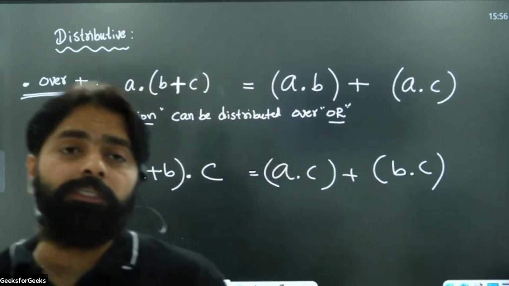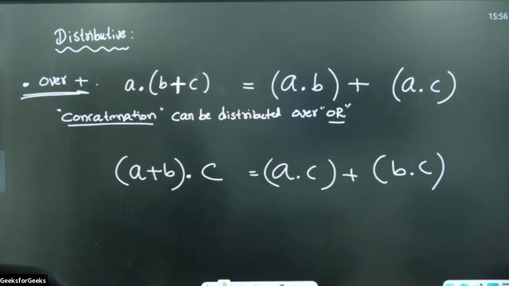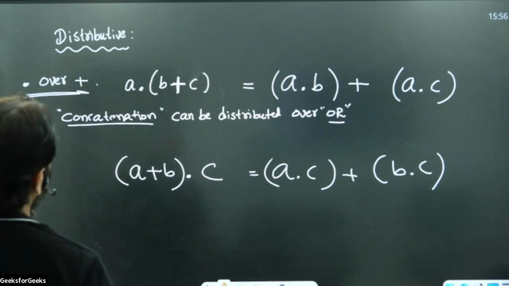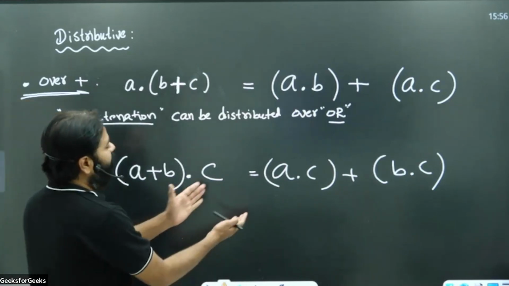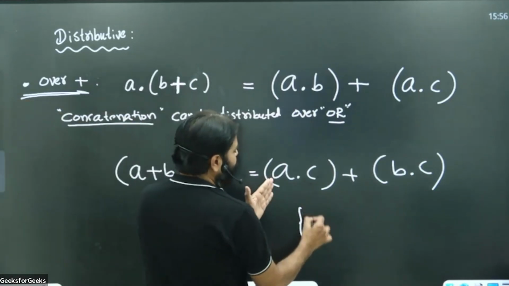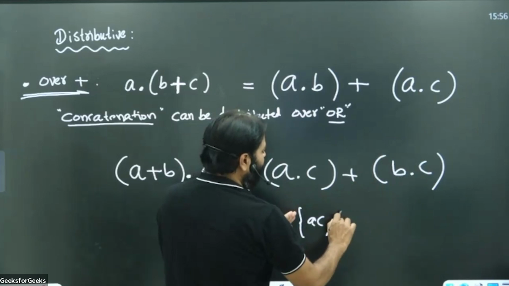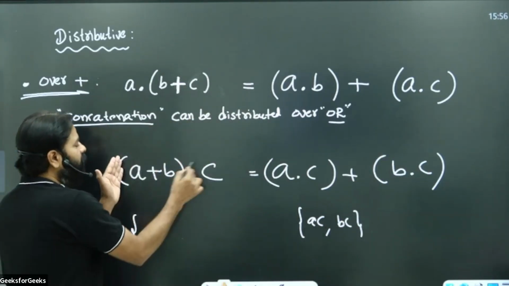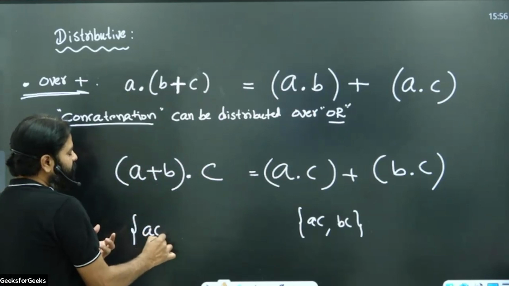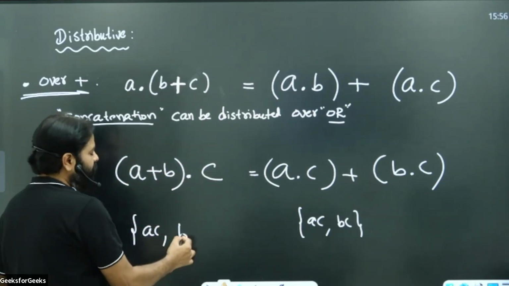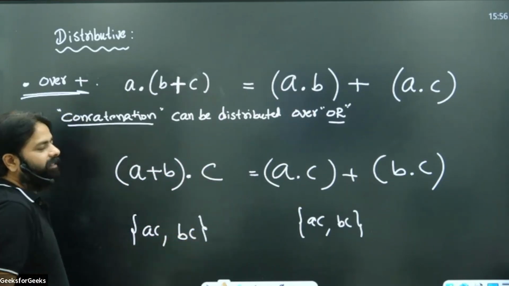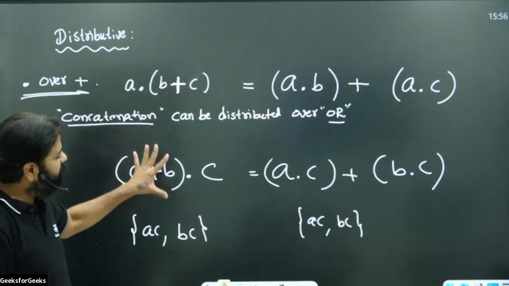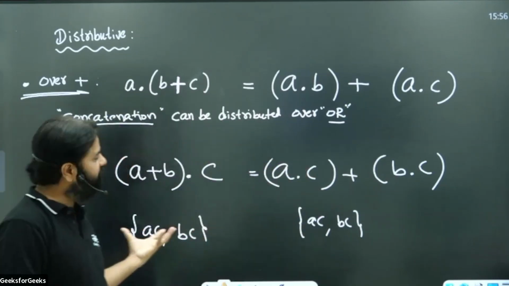Okay, and these two distributions you can apply, because both will give you the same set of strings. If you observe carefully, the strings you get here are AC and BC. Here A dot C, there is no other way. You should get the same string, B dot C. You can't get any other strings, right? So from this expression and this expression, you will get the same set of strings.